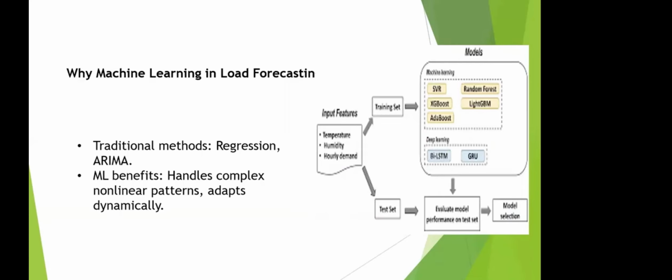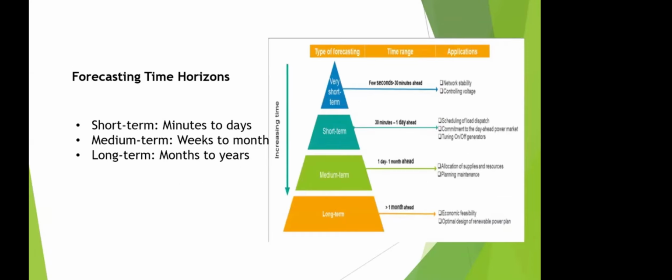So this is the way I'm giving the example of the machine learning models that can capture the intricate dependencies of data, we can see, right? Because like forecasting benefits, all these things we have to think about. Like traditional methods, we have taken regression, ARIMA. ML benefits, like it can handle the complex non-linear patterns and adapts dynamically. So here we can say that machine learning is having the flexibilities which is allowing it to adapt to these varying requirements and making it a powerful tool for modern energy systems.